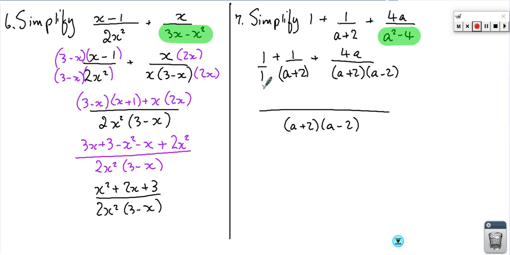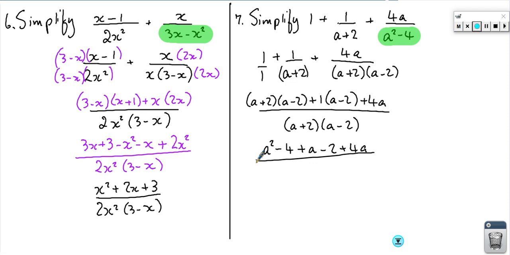So I have 1 on 1. I'm going to multiply 1 by a plus 2, a minus 2, so I have a plus 2, a minus 2. A plus 2 to become a plus 2, a minus 2, I have to multiply by a minus 2. So plus 1 times a minus 2 plus this is this, so plus 4a. I open up the top bracket. This is the difference of two squares, so this is a squared minus 4 plus a minus 2 plus 4a all over a plus 2, a minus 2.